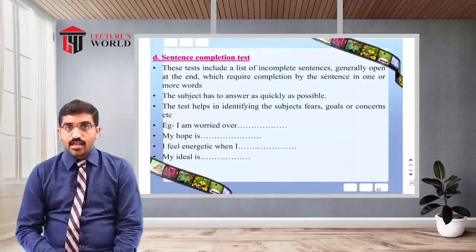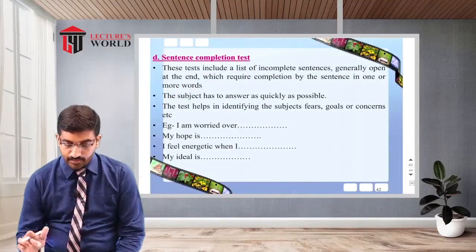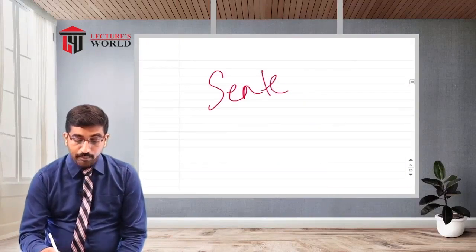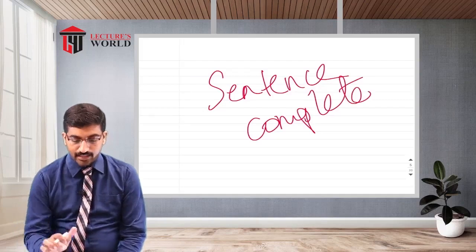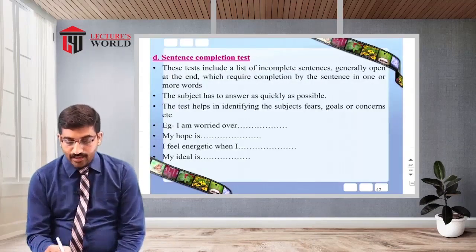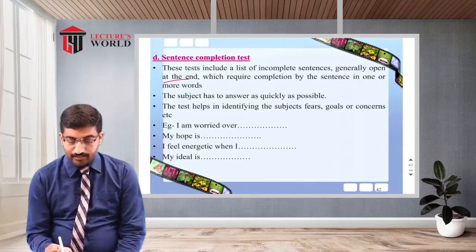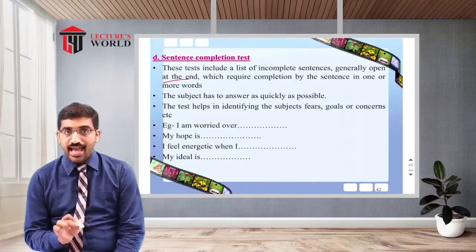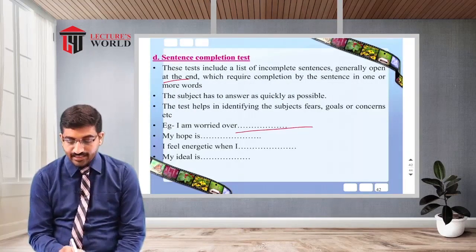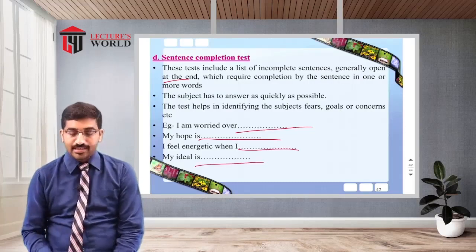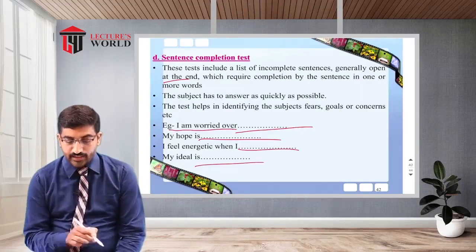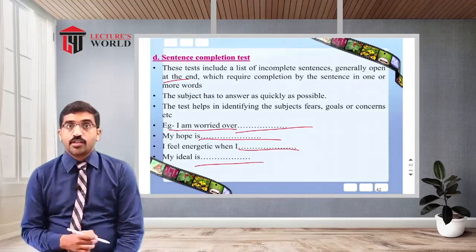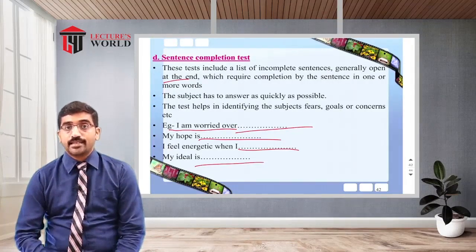Sentence completion. The sentence completion test is also another important test, because here we will give an incomplete sentence. We have to complete that sentence, like a fill in the blanks. It will be open at the end. Generally there will be no blank in between the sentence; it will always be at the end. Only the beginning of the sentence will be given, for example: I am worried over dash. So somewhere, I am worried over my examination.